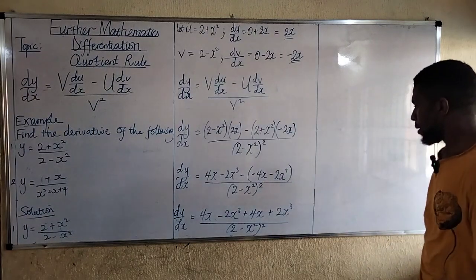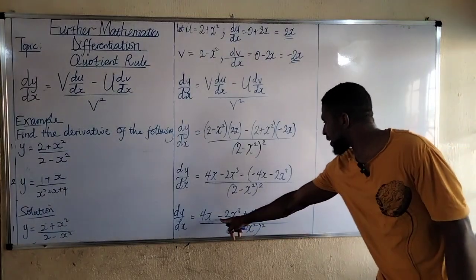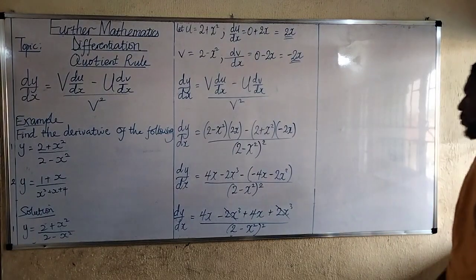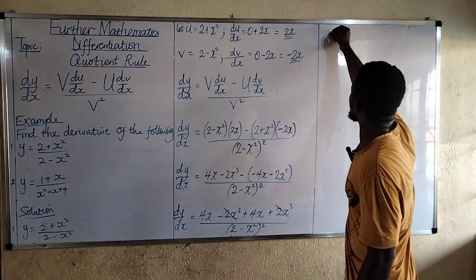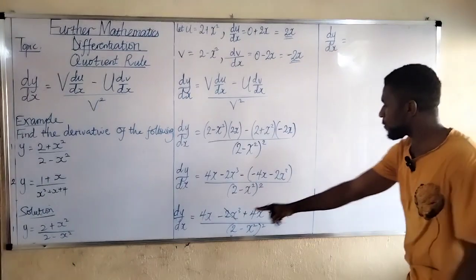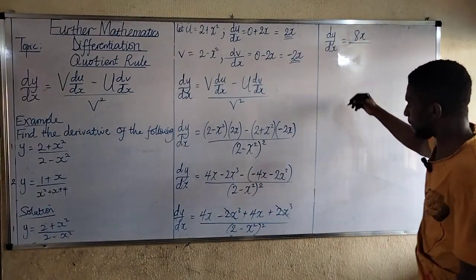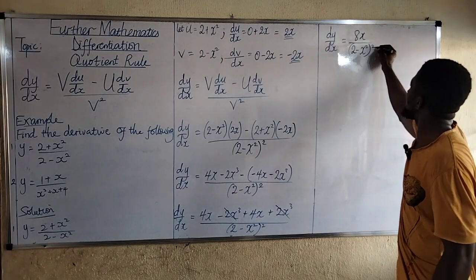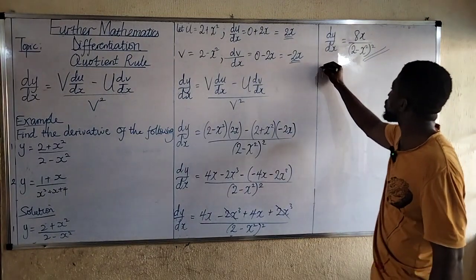So we have work to do here. This is negative 2x cubed, this is positive 2x cubed, so these two definitely go away. We have positive 4x and positive 4x, so this will now give us our answer as dy over dx to be 4x plus 4x will give us 8x all over 2 minus x squared all squared. So this is our answer for question number 1. So we go over to question number 2.